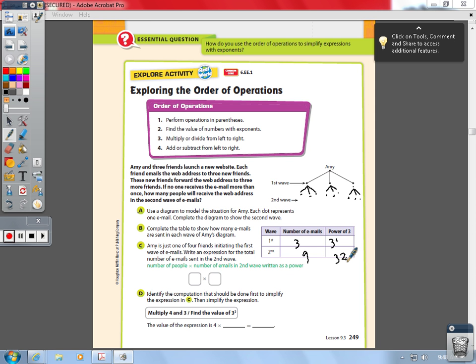All right. So Amy was just one of 4 friends initiating the first wave of emails. Write an expression for the total number of emails sent in the second wave. We start with Amy and 3 more friends, so that's going to be 4 people. And then if we go with what Amy's group did, we can see that it was 3 to the power of 2. So the value of the expression is 4 times 3 to the power of 2, or 9. 4 times 9 is 36.